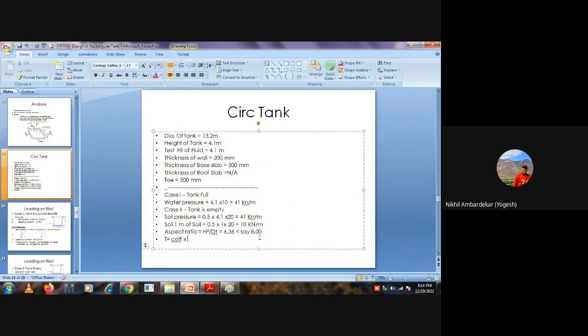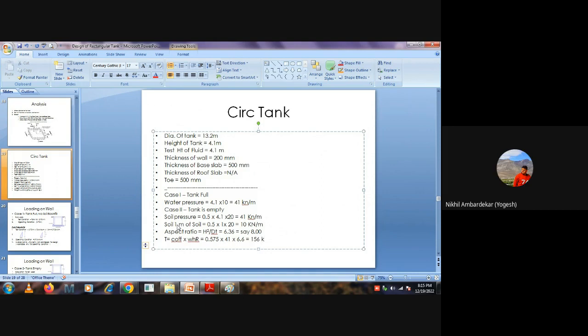Coefficient into WHR. 0.575 into 41 into 13.2 divided by 2, 6.6. What will be the answer? 155.59. Okay, so let's assume 156.